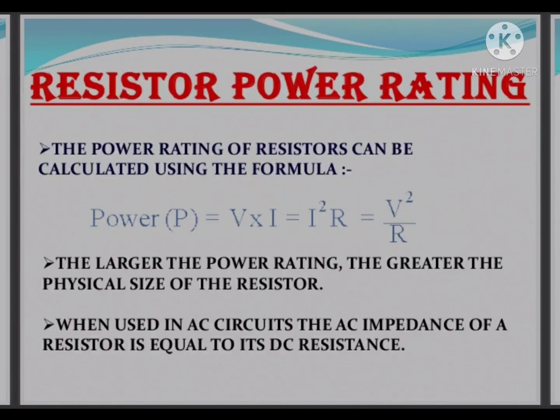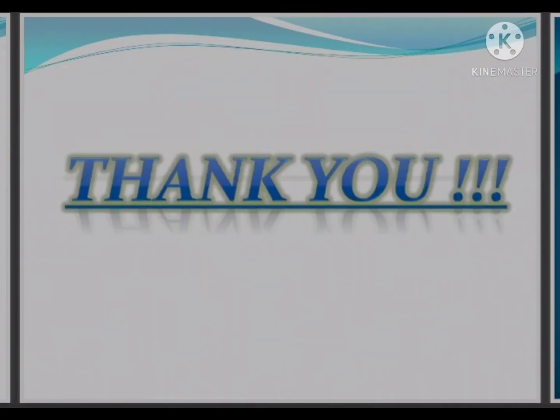Power rating of a resistor. The power rating of a resistor can be calculated using the formula power P is equal to V into I is equal to I square into R is equal to V square upon R. The larger the power rating, the greater the physical size of the resistor. When used in an AC circuit, the AC impedance of a resistor is equal to its DC resistance.